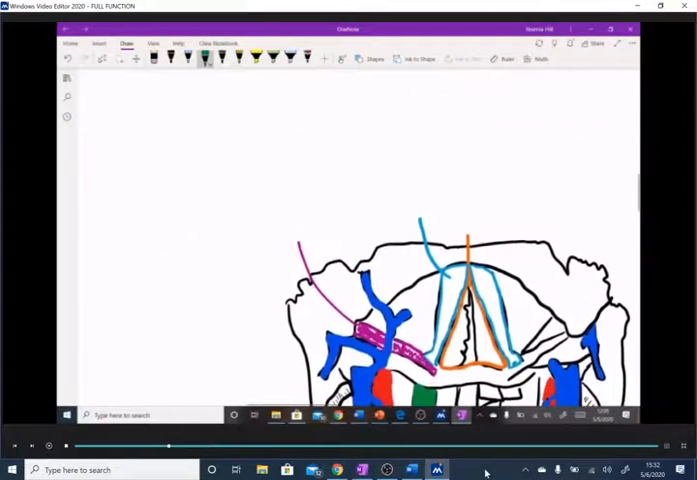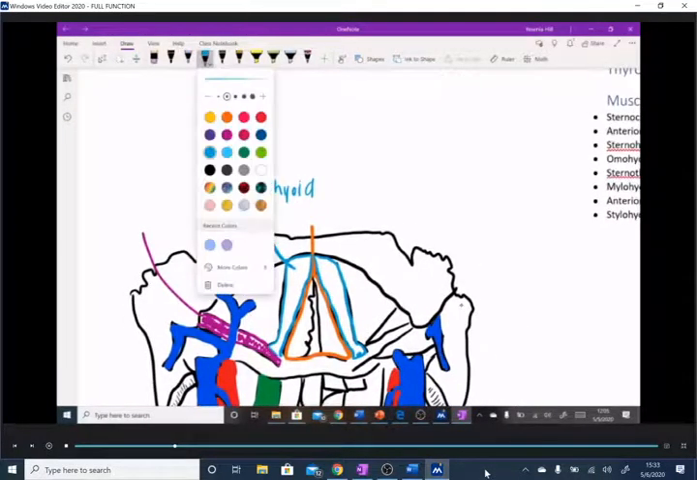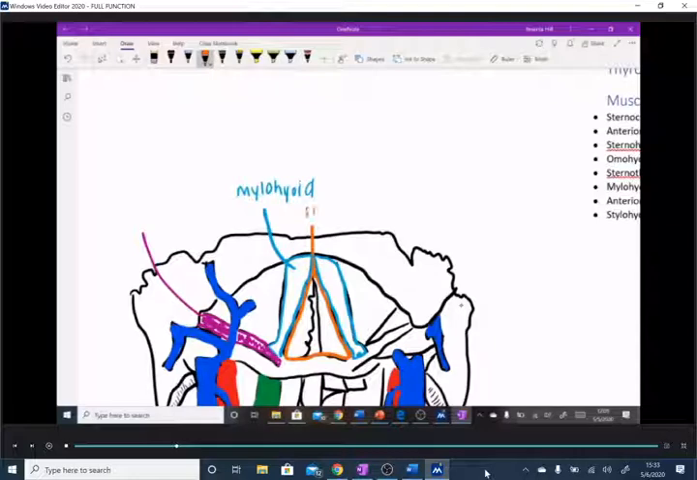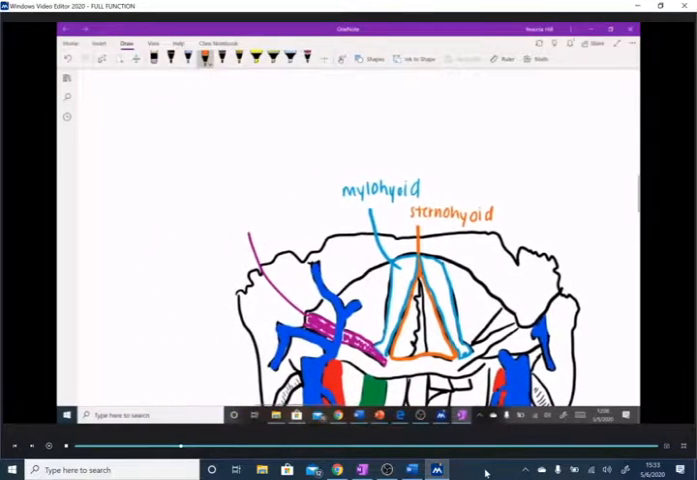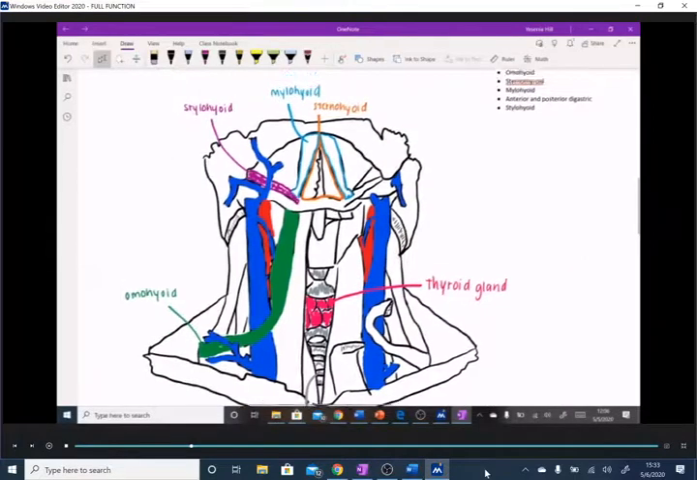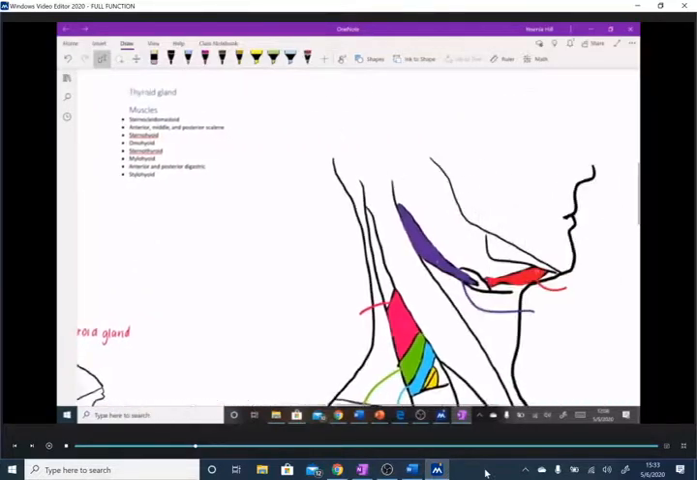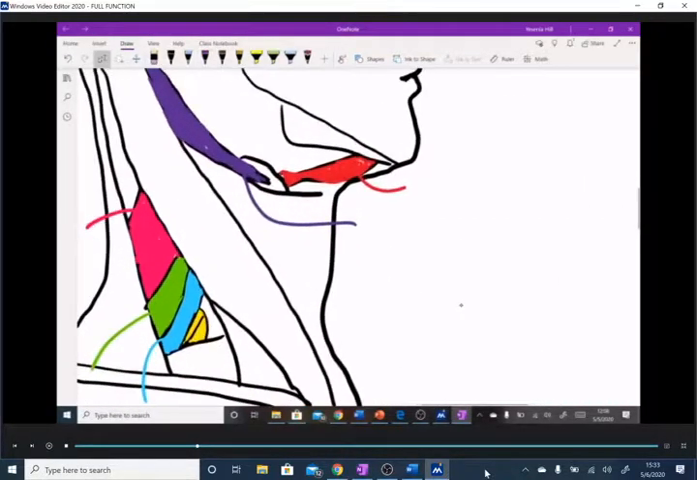The mylohyoid, sternohyoid, and in fuchsia, the stylohyoid are all part of the suprahyoid muscles, which will elevate the hyoid, larynx, and so the omohyoid is part of the muscle group that is controlled with infrahyoid muscle movement, which depresses the hyoid, larynx, and pharynx.